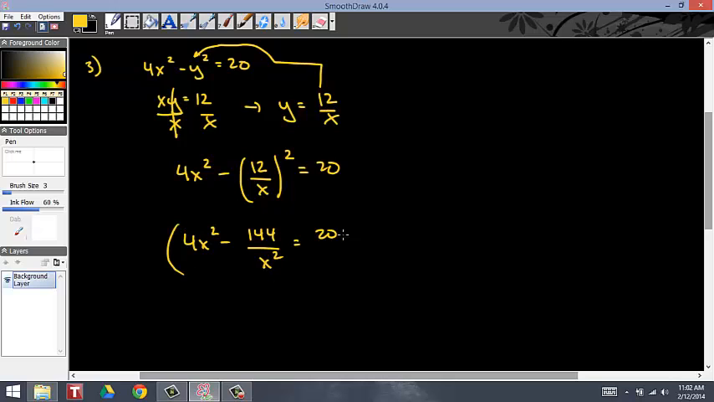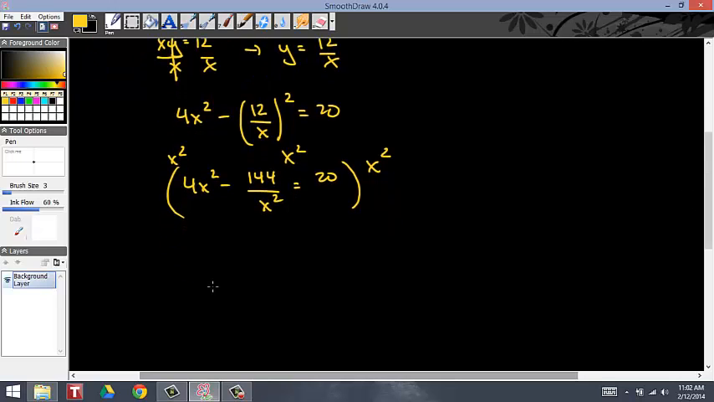I need a common denominator. Hey, what's the common denominator here between all these three terms? x squared, right? So what I get here is 4x to the fourth over x squared. Actually, no, minus 144. I'm sorry, this one didn't need it. Over x squared equals 20x squared over x squared.